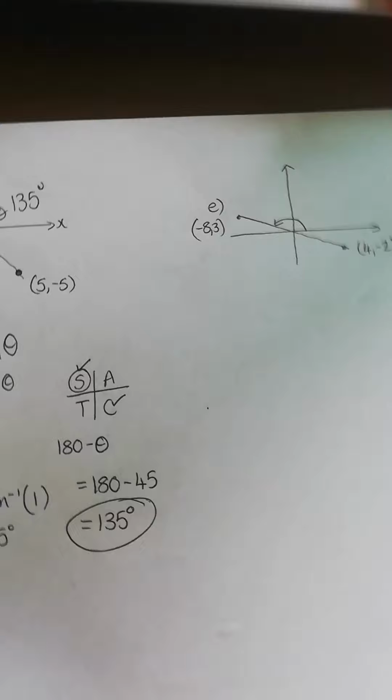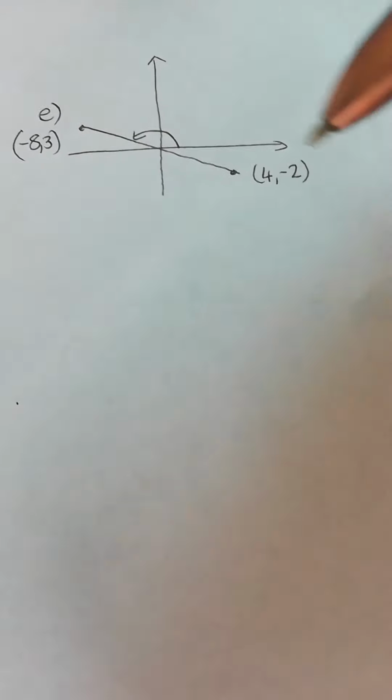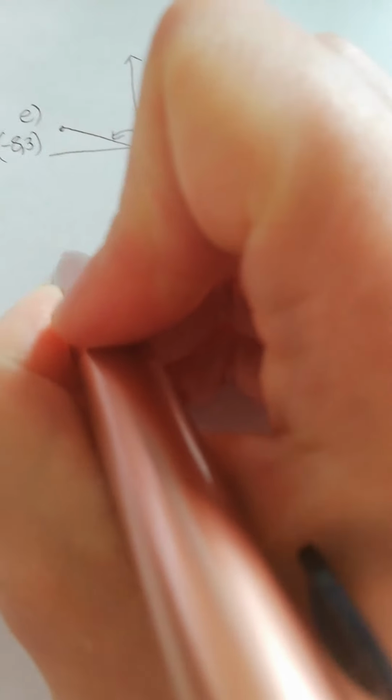Okay. And then this next question is the exact same in E. We've got the points negative 8, 3 and 4, negative 2. And we're being asked again to work out this angle here. So again, we can see we're going to have an obtuse angle. It's going to follow the same idea as before. Working out the gradient first of all.